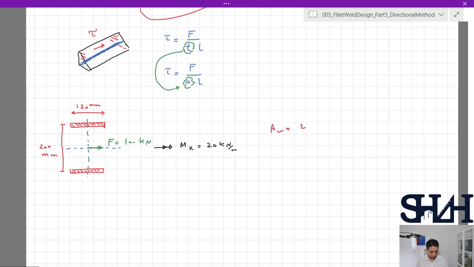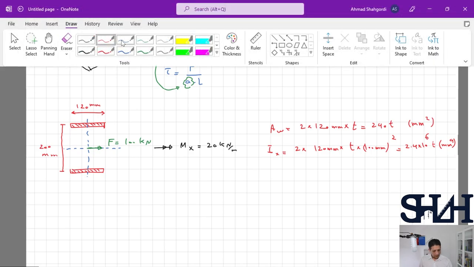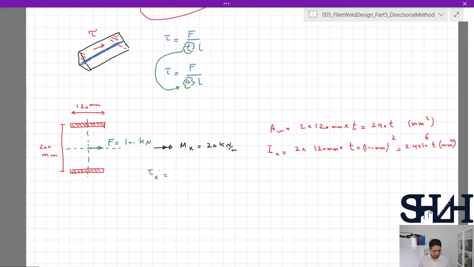the area of the weld will be 2 times 120 millimeter times T, 240 T square millimeter. Moment of inertia about X will be 2 times 120 millimeter times T times 100 millimeter to the power of 2, 2.4 times 10 to the power of 6 T millimeter to the fourth. And tau in X direction due to the shear force will be 100 kilonewton divided by 240 T square millimeter. So it will be 100 divided by 240, 417 divided by T megapascal.